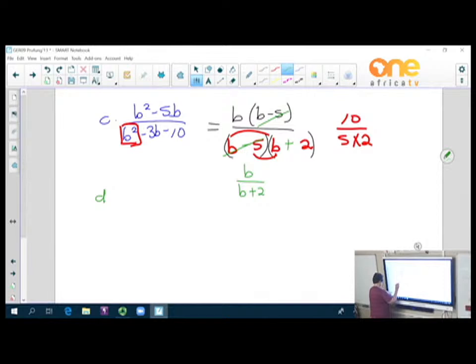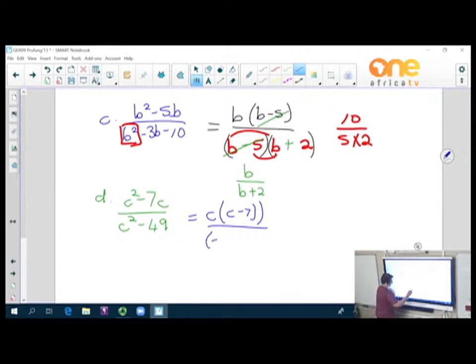Number D. C squared minus 7c over c squared minus 49. Factorize. The top one is the highest common factor, which will then be c times c minus 7. And this is the difference between squares again. So it will be c minus 7 times c plus 7. Now we can cancel. This will cancel out. So your answer is c over c plus 7.